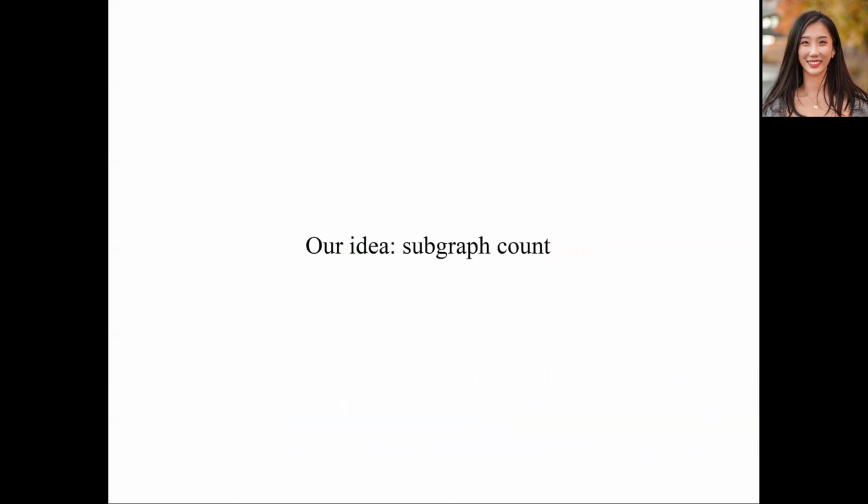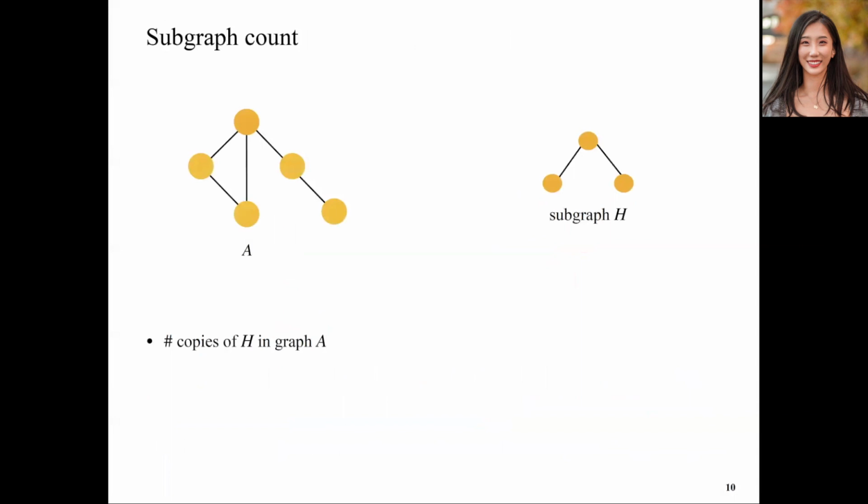We need something completely different, and this leads to our idea of using the subgraph count. Now let me introduce the subgraph count by looking at this simple example. Let's fix a subgraph H that is a wedge that has 2 edges. To count how many copies of H are in A, we get that there are 6 copies. This is one way that we can capture some graph information. In other words, this is more like global information about the structure of A.